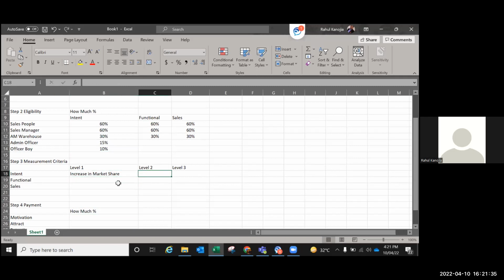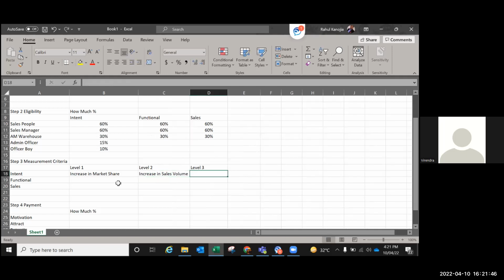In level 2, I think increase in sales, sales volume. Are these levels linked with these designations anyhow? Quality was also an issue there, quality of the handset. Is level 1 linked with designation? Office boy or admin boy will come in level 1, warehouse in the second, could there be such a link? I think it is not. I think this intent, functional sales will also come like this, in which the intent will be increase in market share, and this part will come here, in functional, increase in sales volume.